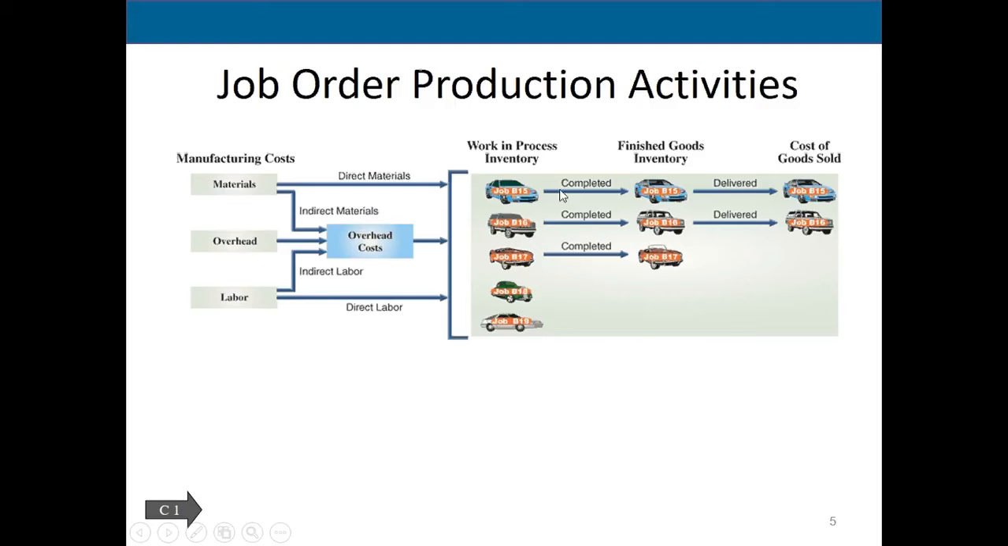And why is it important? You see that it looks like there are different cars here. You'll see a little bit more. It's actually not the cars, it's actually alarm systems going in the cars, I think. Why is it important that we figure out what the cost of job B15 is, or the cost of job B16, or the cost of job B18?